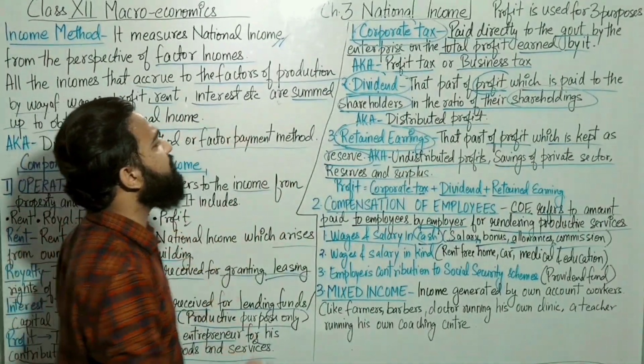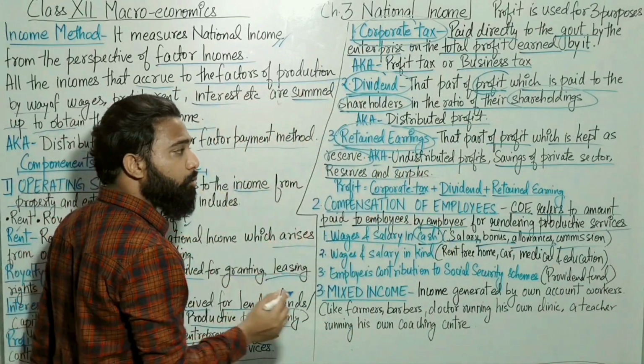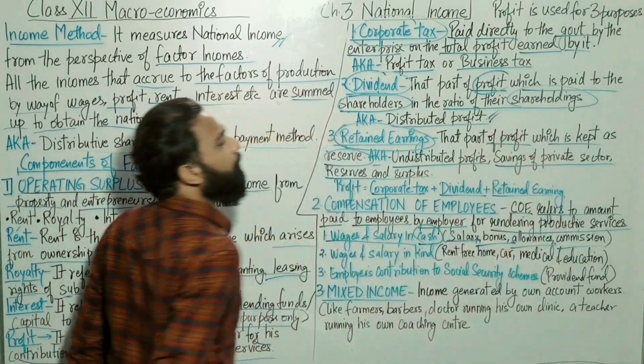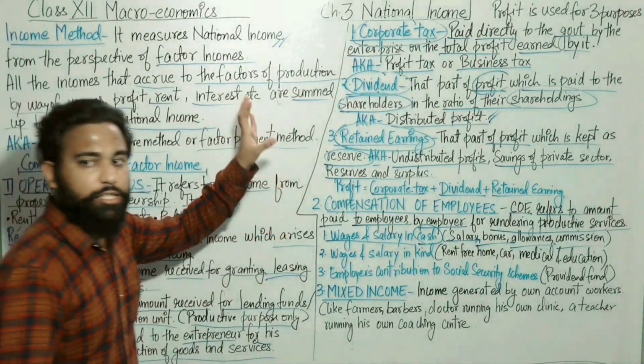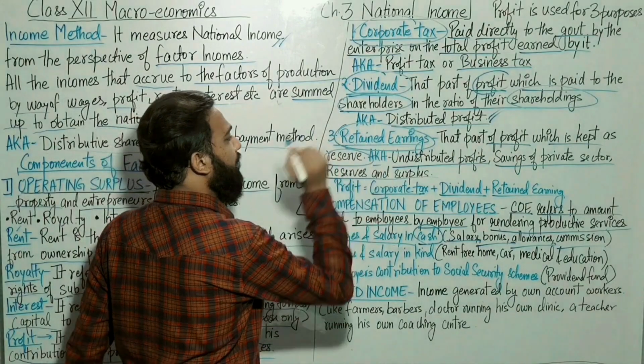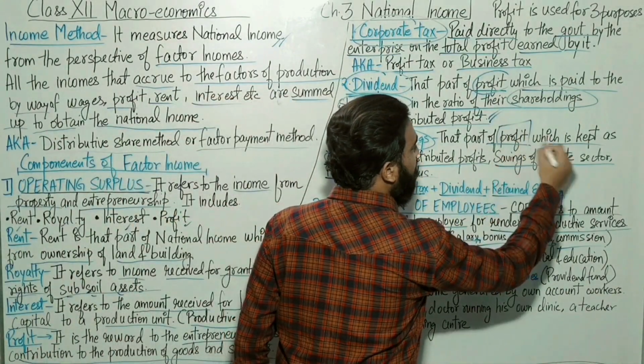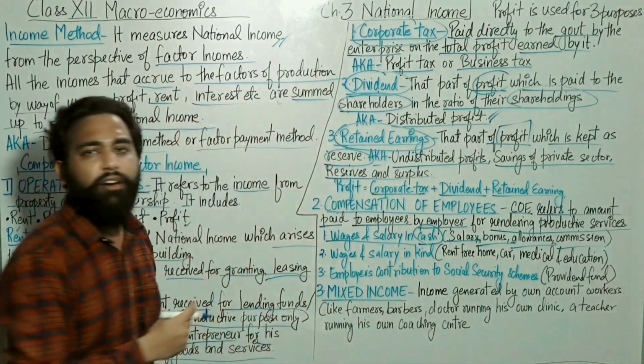And the last one is retained earning. But students, one more thing. Dividend is also known as distributed profits because it is being distributed among the shareholders. And retained earnings is that part of profit which is kept as reserve.